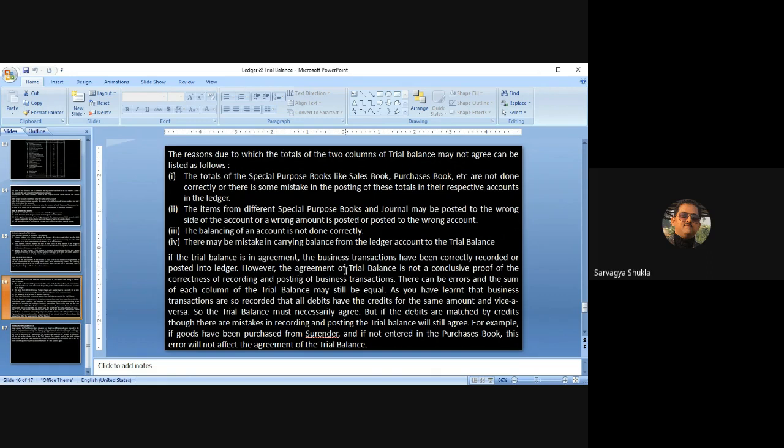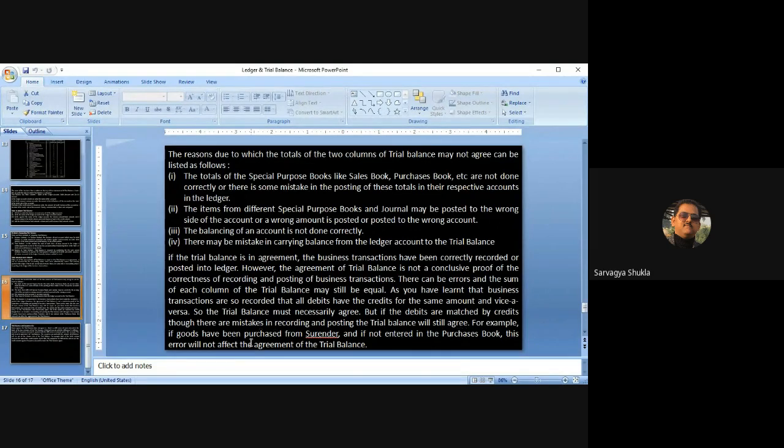If the trial balance is in agreement, the business transactions have been correctly recorded or posted into the ledger. However, the agreement of the trial balance is not a conclusive proof of the correctness of the recording and posting of the business transactions. If the trial balance tallied, it is not necessarily true that your accounts are prepared correctly. The tallying of the trial balance is just a mathematical accuracy. As you have learned, business transactions are recorded such that all debits have a credit of the same amount and vice versa. So the trial balance must necessarily agree. But if the debits are matched by the credits though there are mistakes in the recording and posting, the trial balance will still agree.